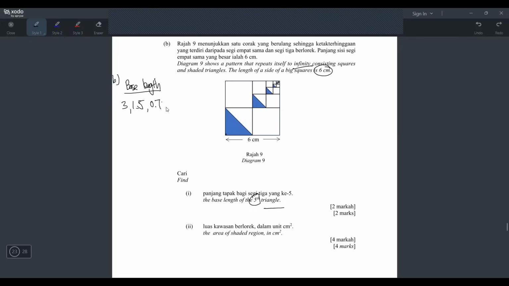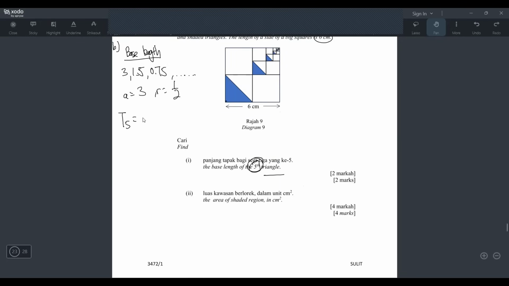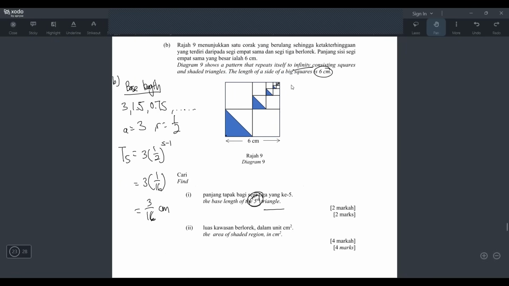That is the third base length, and then it keeps going. So what would be the A and what would be the R? The first term A will be 3, and R will be 1 over 2, because every time you are dividing by 2. Now you can find the base length for the fifth triangle, T5. We use the Tn formula, which is A R power n minus 1. A is 3, R is 1 over 2, power n minus 1, so 5 minus 1. 5 minus 1 is 4, and 1 over 2 power 4 is 1 over 16, so the answer is 3 over 16. And you have to write cm because it's the base length, so the unit you have to write. That is the answer.